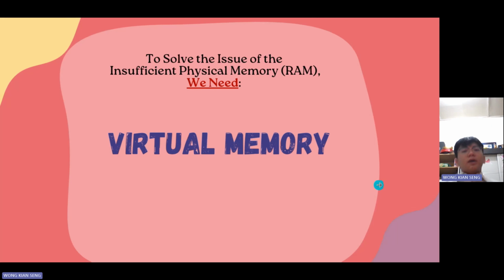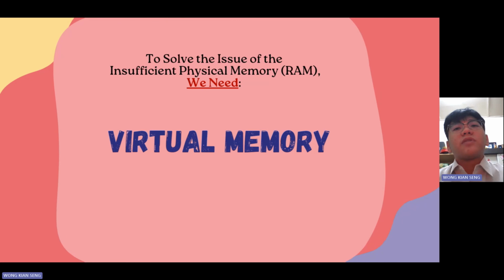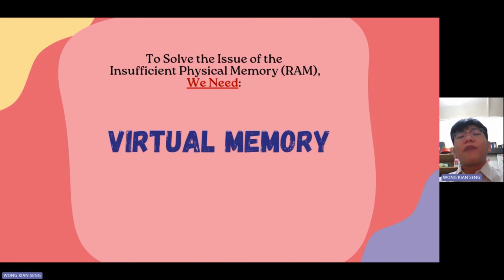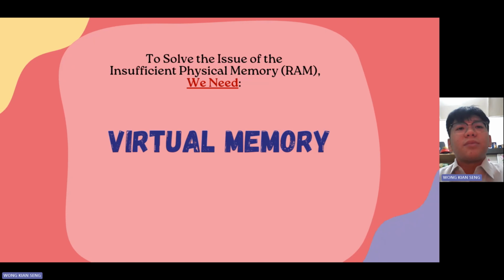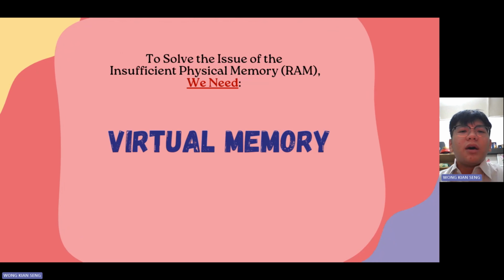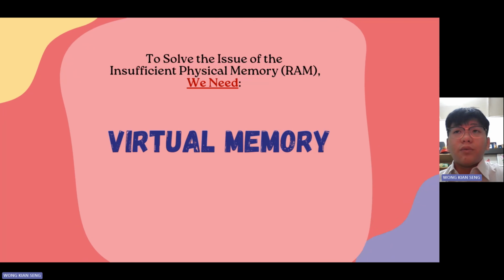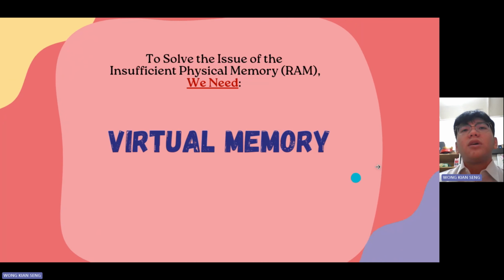Next one. Okay, to solve the issue of insufficient physical memory, just now I told you, right? The process file cannot be subbed in because we have less space and fewer partitions. So right now, we need to use something called virtual memory. Actually, virtual memory is a function on each machine right now, which is your computer and also your phone. You can enable this function.